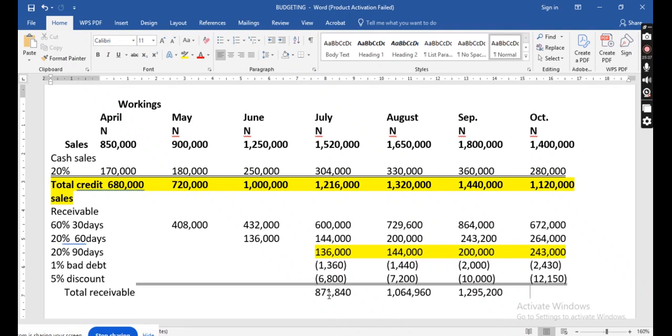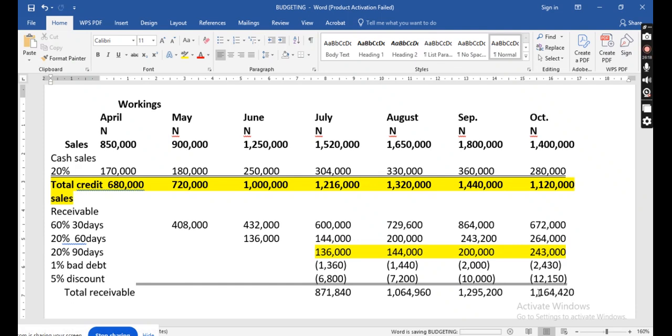Next. What do you have? Quickly, class. Quickly. 672 plus 264 plus 243 minus 2,430 plus 12,150. What do you have? 1,164,420. 1,164,420. Okay.